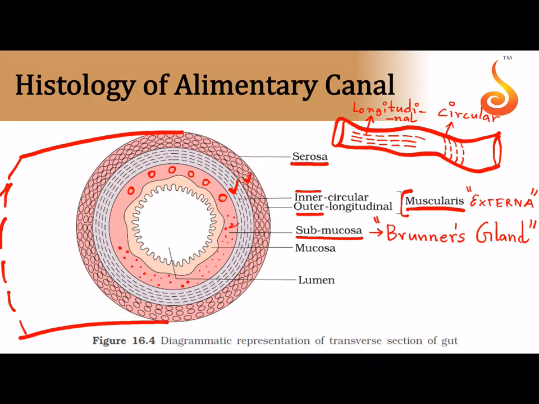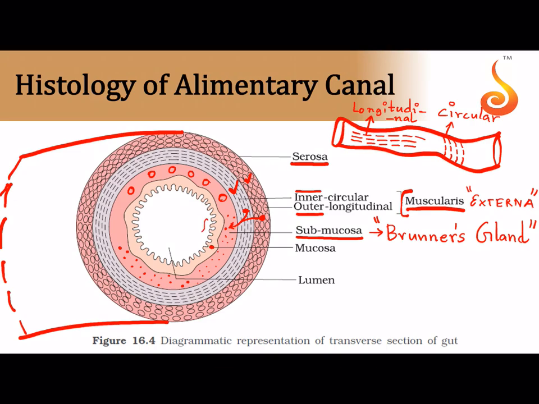The submucosa is present inside the muscularis layer. These two are the muscularis layer. This one is the inner circular, this one is the outer longitudinal. And inner to the circular muscle and the longitudinal muscle layer, you have this layer of dense irregular connective tissue, which is called the submucosa. Then inside you have areolar connective tissue. The zone of areolar connective tissue is called mucosa.